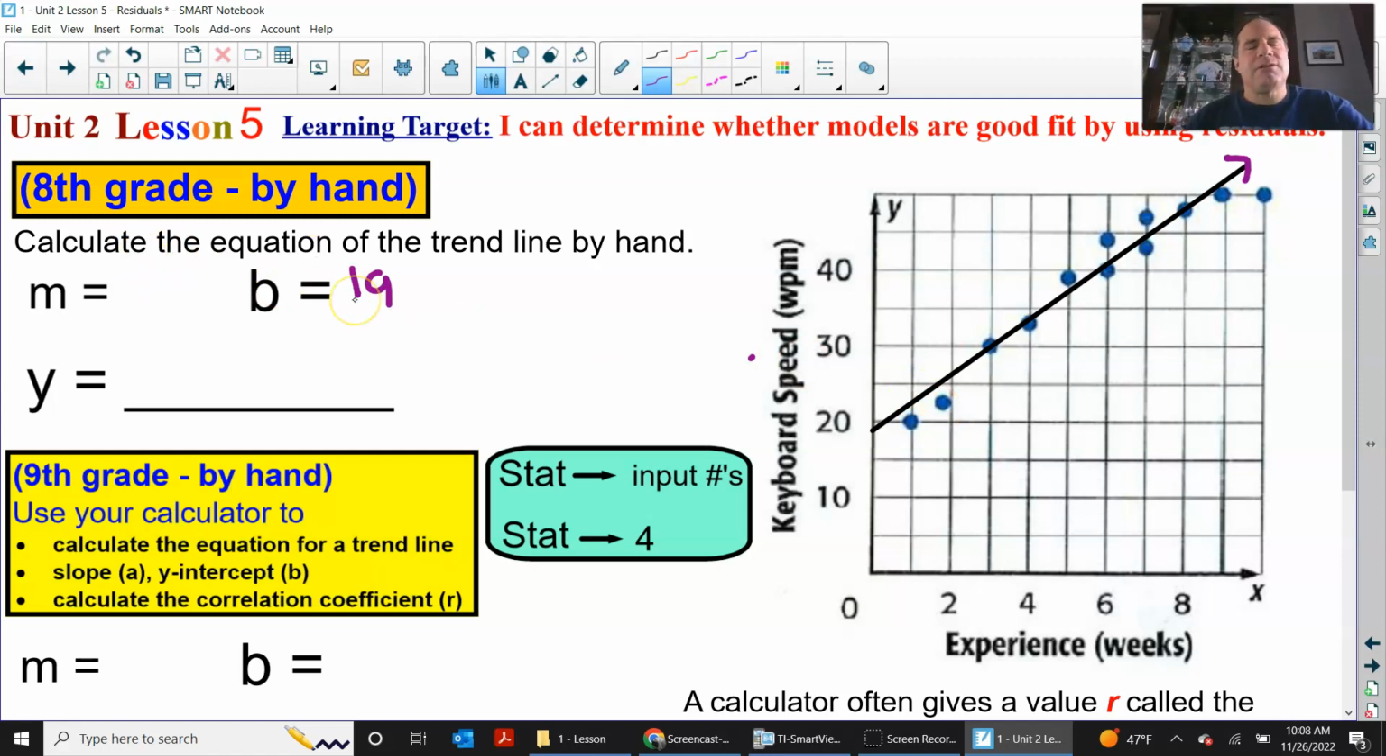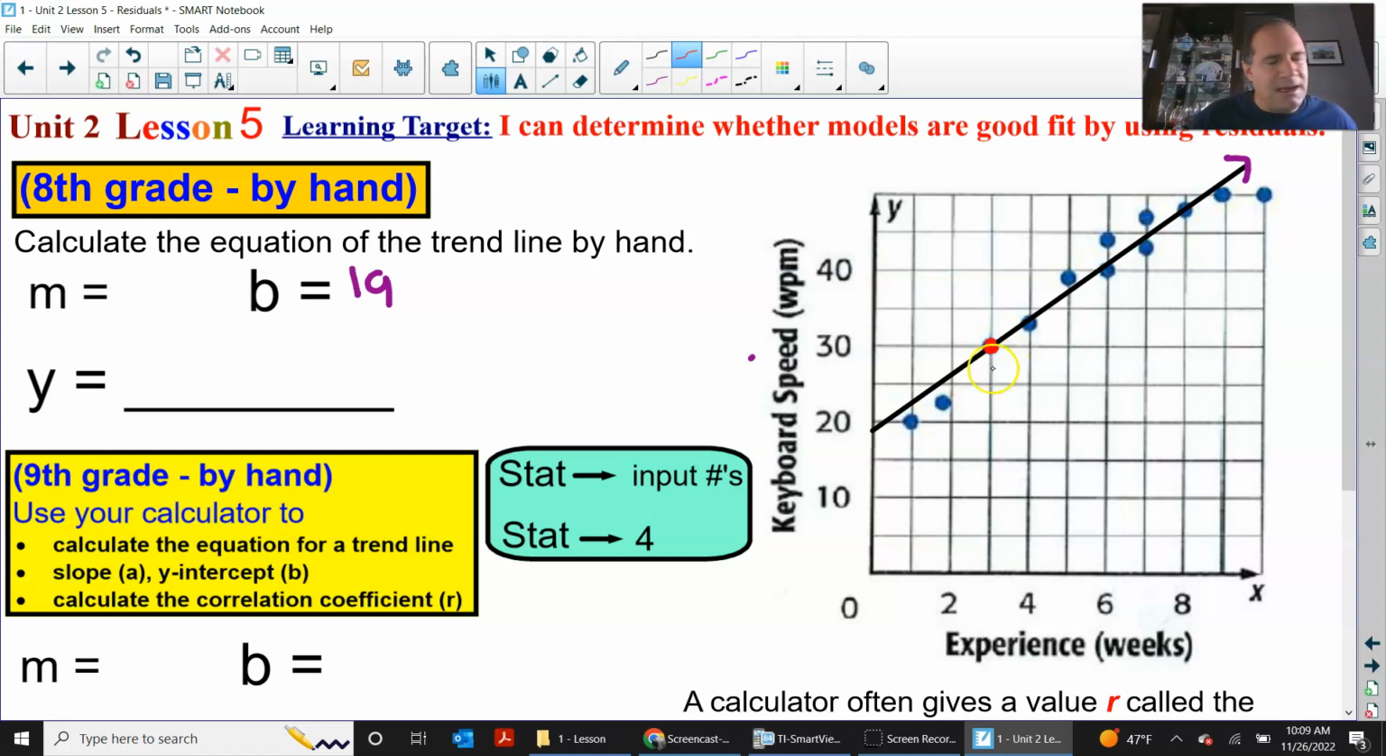So now I have to calculate. Remember, in 8th grade, you don't have a graphing calculator. So we're going to calculate this slope by hand. I'm going to scan this trend line for a good point. Starting with my y-intercept, it was 20, but I'm not going to start there. I'm going to start right here. This is a good point. I could use this one.